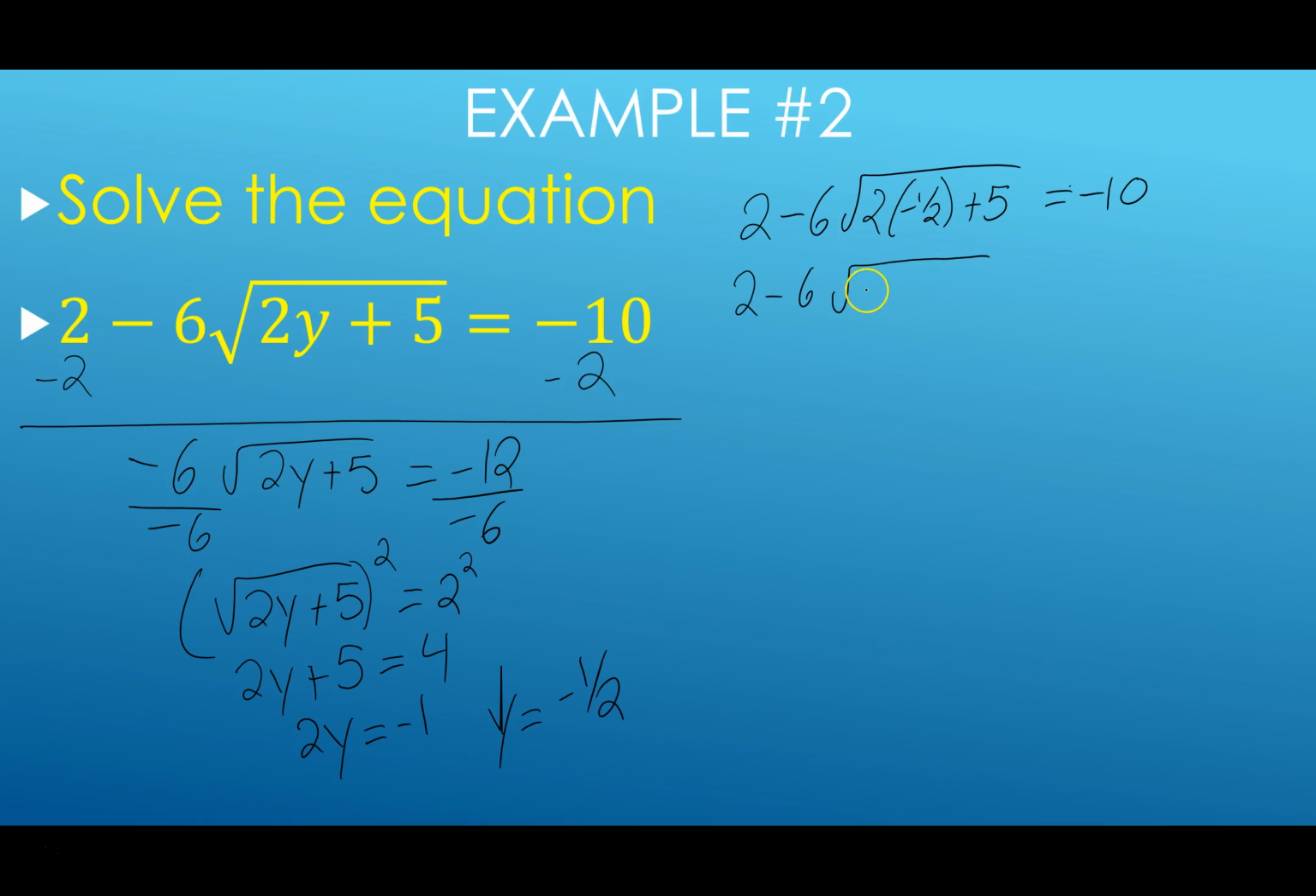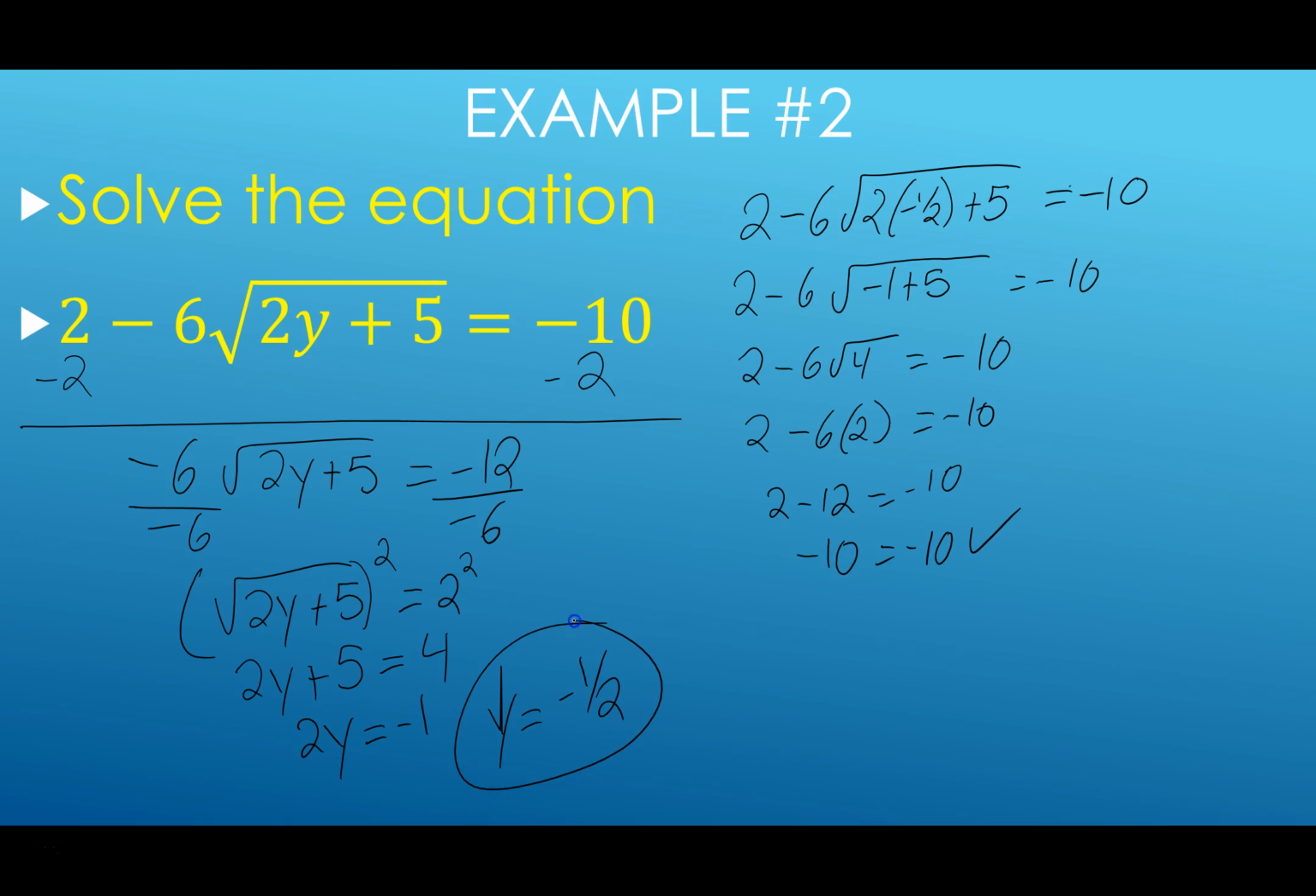Well, 2 times -1/2 is -1. -1 plus 5 is 4. Square root of 4 is 2. 6 times 2 is 12, and then 2 minus 12 is -10. That's what we want. Both answers work.